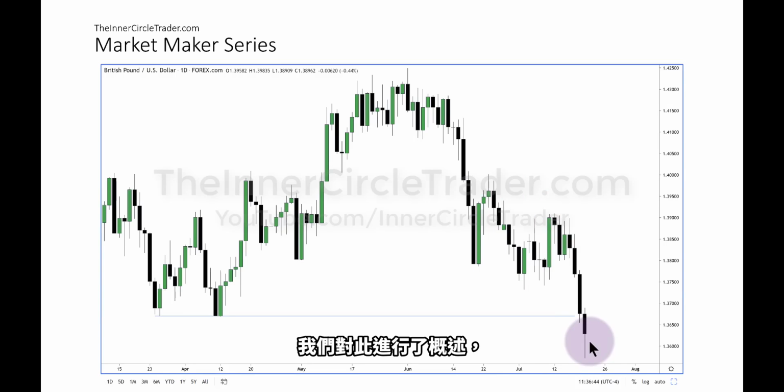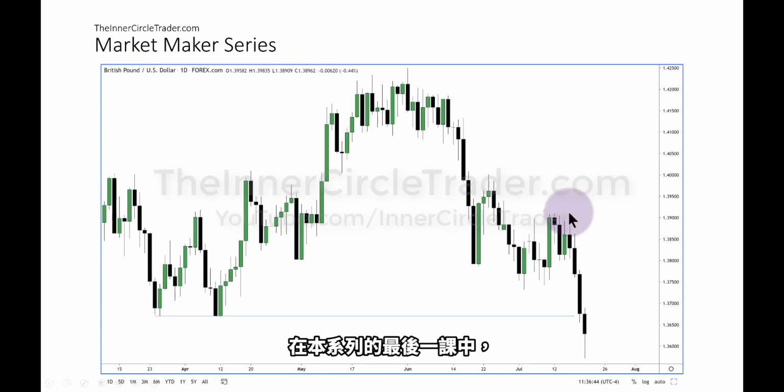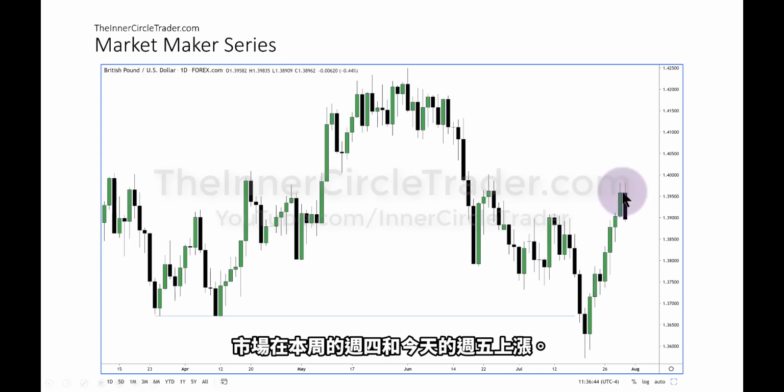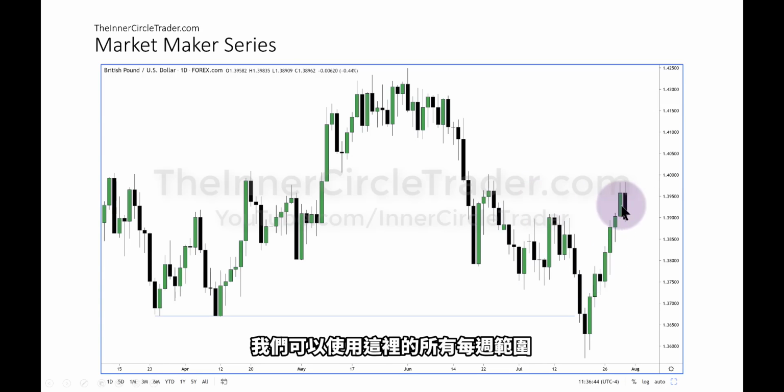And the market has now, at this point, traded sell stops, accumulated longs, and then we have these relative equal highs. Okay, in the last lesson in this series, I talked about how this is the next draw on liquidity, and the market trades up into that on Thursday of the week of this production, and today's Friday. So the market trades up, and we've completed an accumulation of sell stops and a distribution to buy stops. Smart money buys sell stops and sells to buy stops. Okay, so we can use all of this information here for the weekly range to get to our objective on weekly pip objectives.